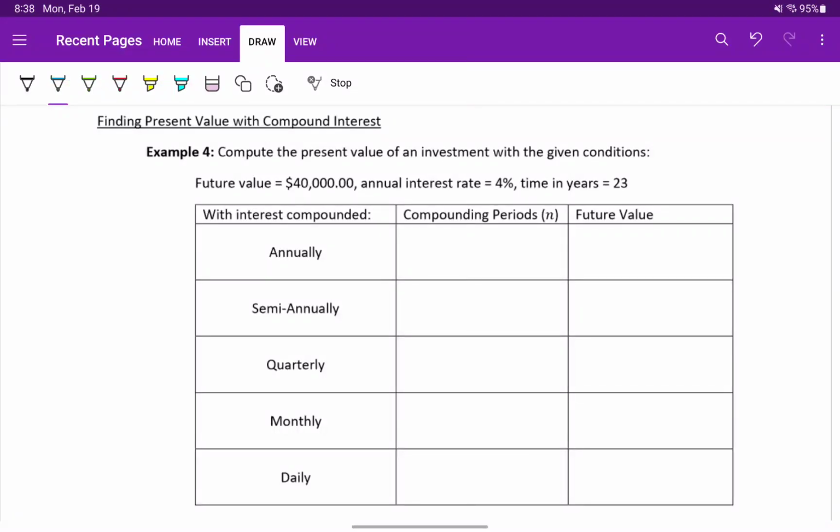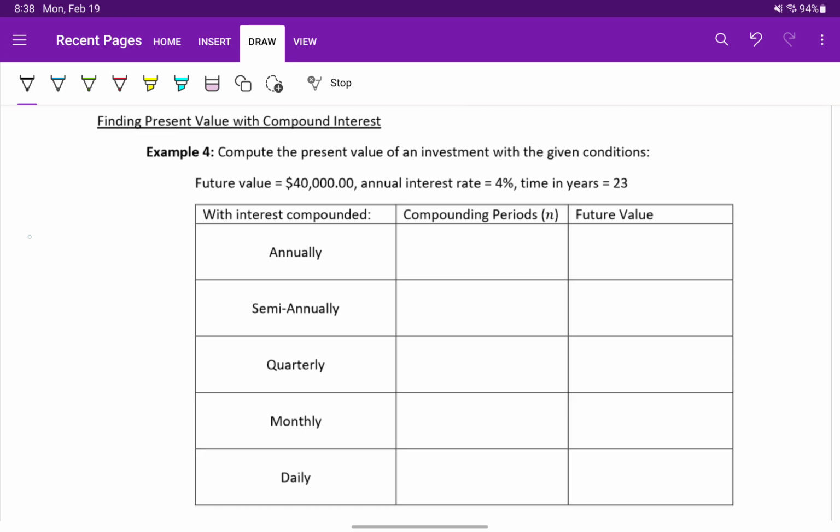Next, we'll look at calculating the present value for an investment, meaning how much money we would need to invest today to hit a specific future value or future goal. So in example 4, we want to hit a future value of $40,000 in an account with an annual interest rate of 4% and 23 years for that investment to grow.